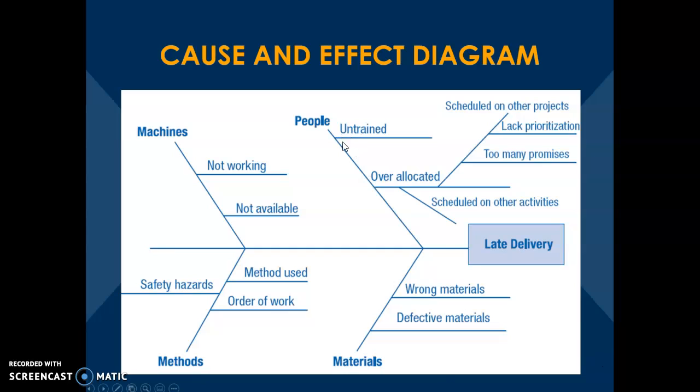So we have, in this particular example, the machines aren't working, or the methods used were not the correct methods. Our people are not trained. We have defective materials. These are all potential causes that feed into a potential bad outcome.